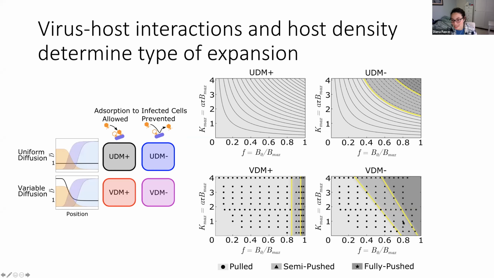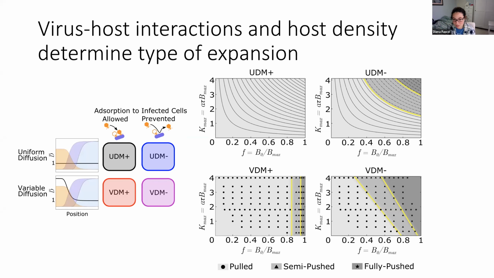Yeah, so I was saying, one of the interesting things that came up from this analysis, which was initially a bit surprising, was that not only these variable diffusion models, where we explicitly introduce this density-dependent diffusion, show a push wave, but also the ones that don't have it. Why is that? I mean, we didn't put any density-dependent diffusion, so why does that happen?